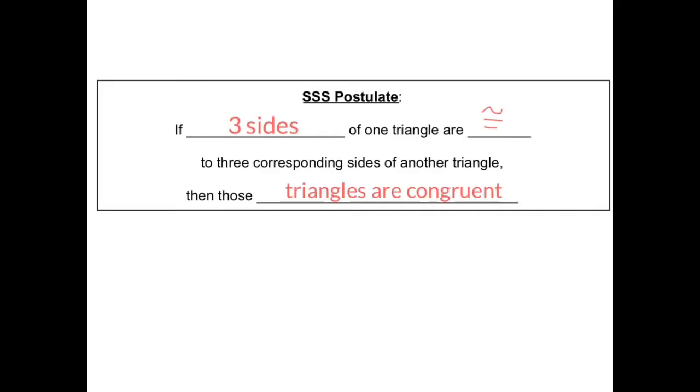This postulate states that if three sides of one triangle are congruent to three corresponding sides of another triangle, then those triangles are congruent. So the SSS stands for side, side, side. That is required to use this postulate to say that the triangles are congruent.